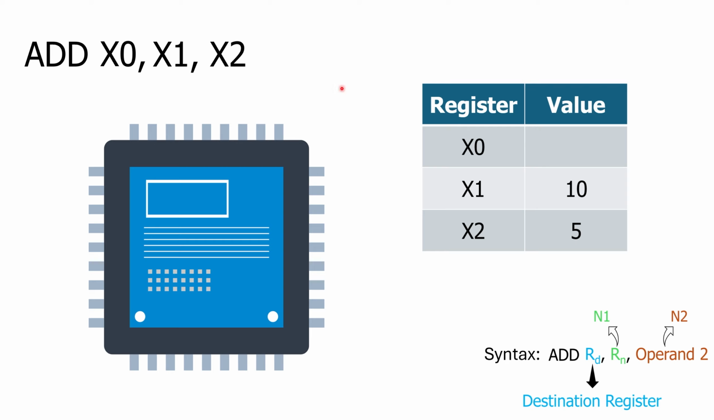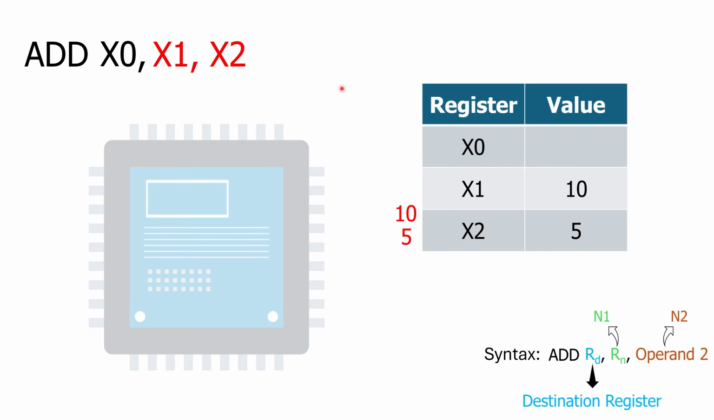When you execute this add instruction, the numbers in the x1 and x2 registers are transferred to the arithmetic and logic unit on the processor, and the processor adds them together. Now the processor has the result 15, but it needs to store it somewhere. I chose the x0 register as the destination register.